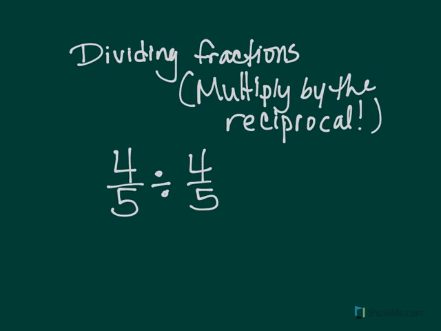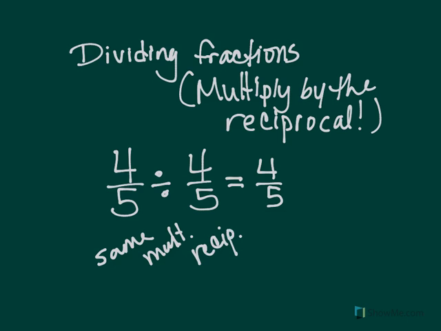No, we're not going to do any of those poems to memorize it. We're going to talk about that you're multiplying by the reciprocal. So if I said 4/5 divided by 4/5, that really means 4/5, and remember we said same, multiply, reciprocal. So that's 4/5 times, that becomes multiply, and then the reciprocal, which would be 5/4. Those are two equivalent expressions, okay? They mean the same thing.